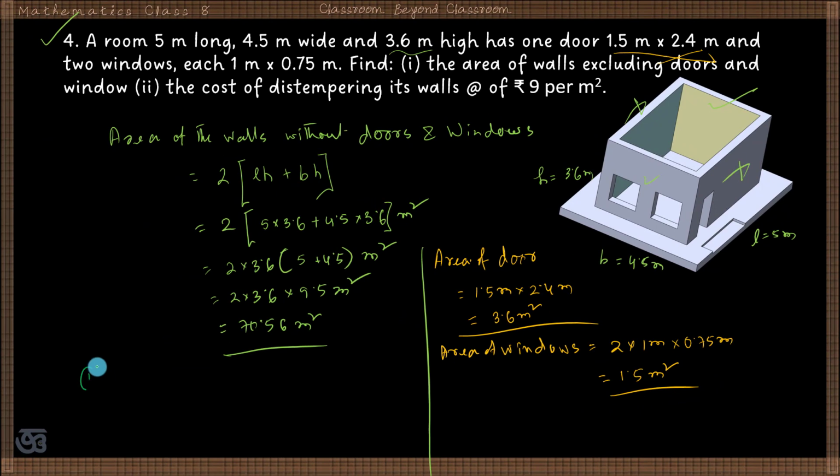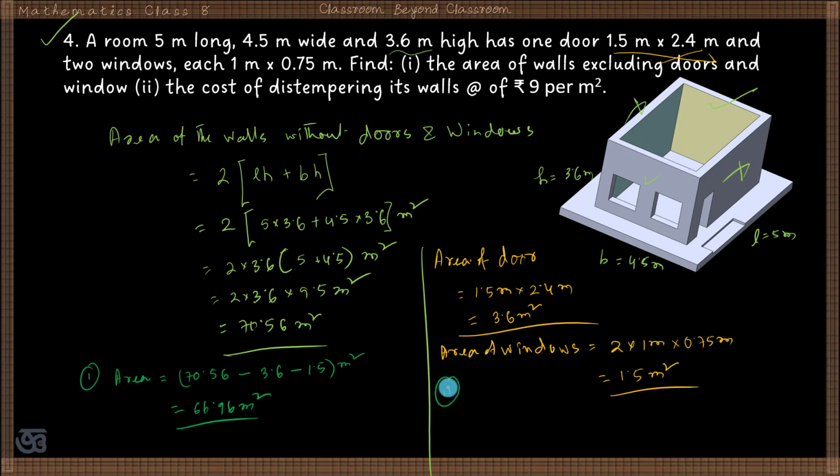So number 1, area of the walls excluding doors and windows, that is the required area, is equal to 70.56 minus area of the door, that is 3.6, minus area of the windows, 1.5 meters square, and this is equal to 66.96 meters square. This is number 1.